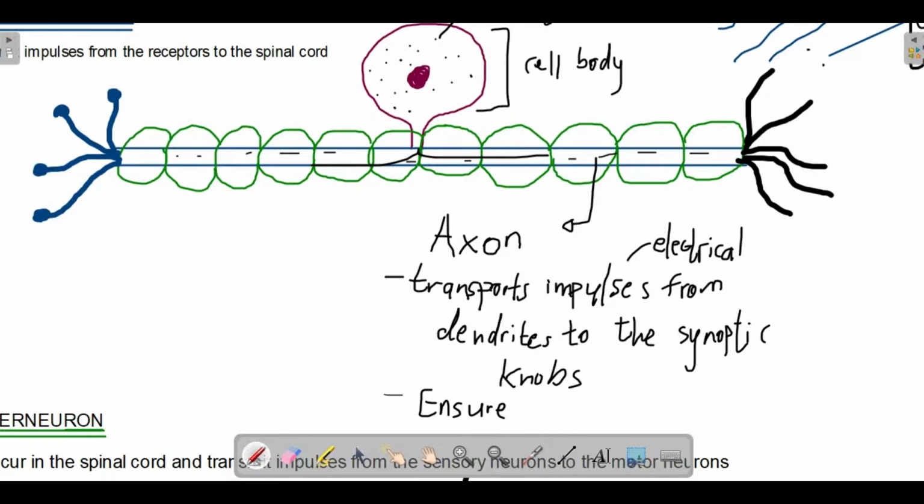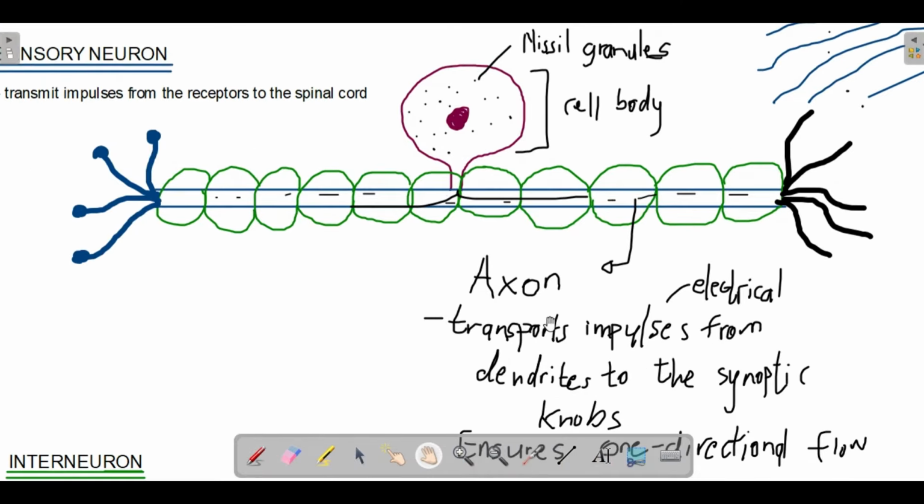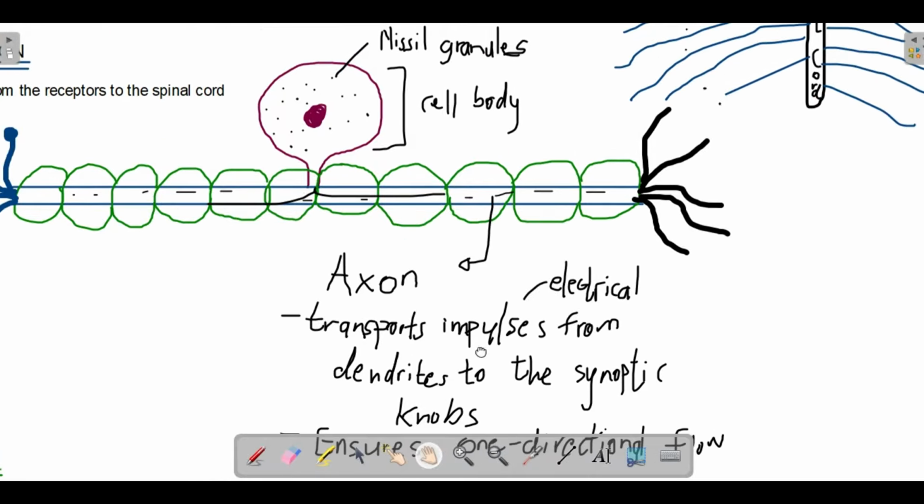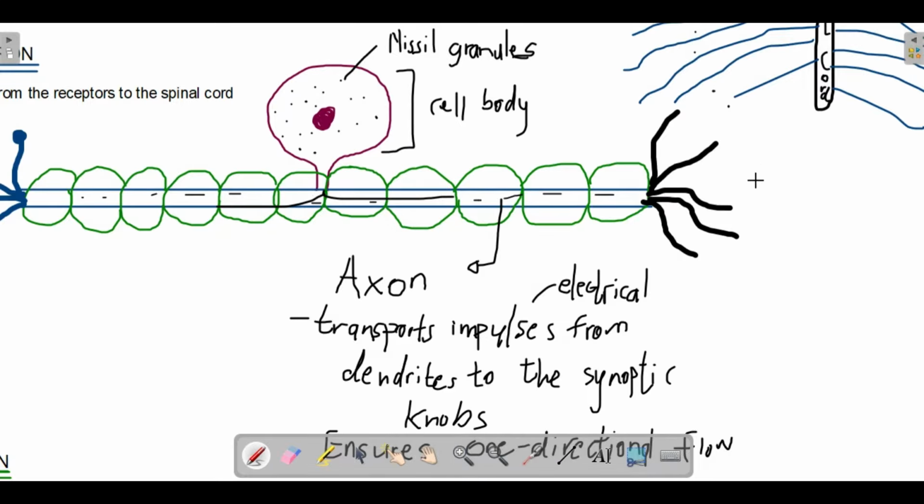So it ensures that nerve impulses do not flow in all directions, that they just flow one way so that they get to the spinal cord where they are needed. So the axon plays that role. But how do we receive this impulse? The impulse is received by these structures right here. We call these dendrites. Dendrites will receive the stimulus and convert it to an impulse.